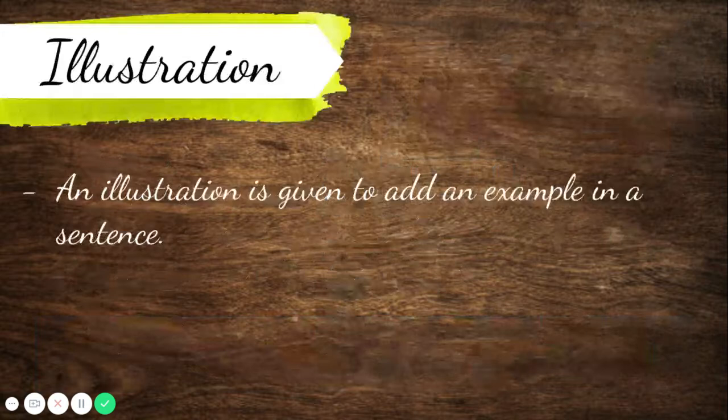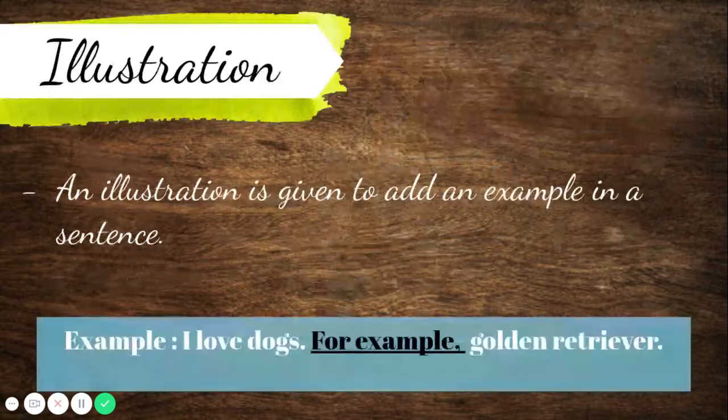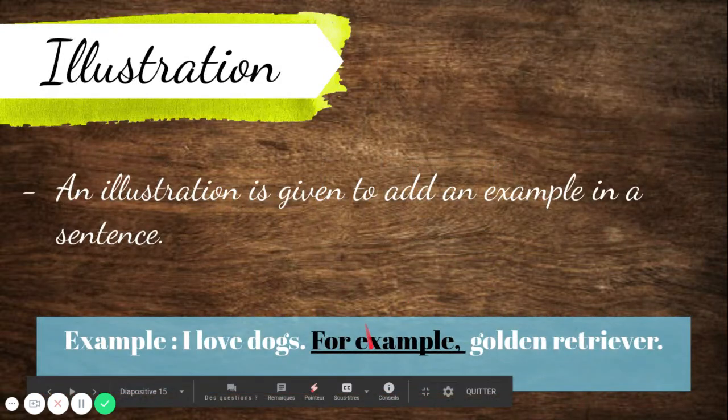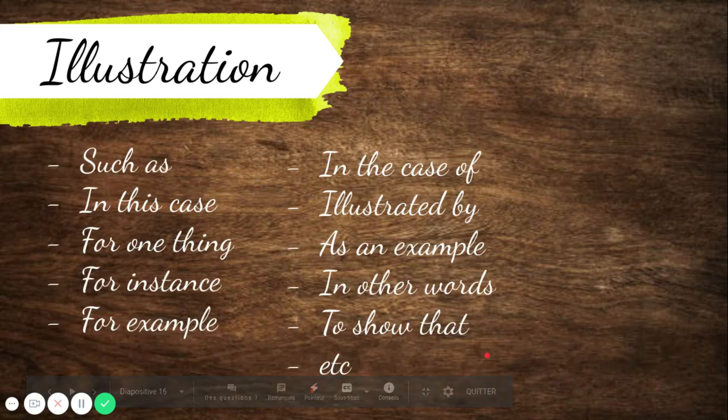Illustration. An illustration is given to add an example in a sentence. I love dogs, for example, golden retrievers. So you give an example of which dog you love. Such as, in the case of, for one thing, for instance, for example, in the case of, illustrated by, as an example, in other words, to show that, etc.